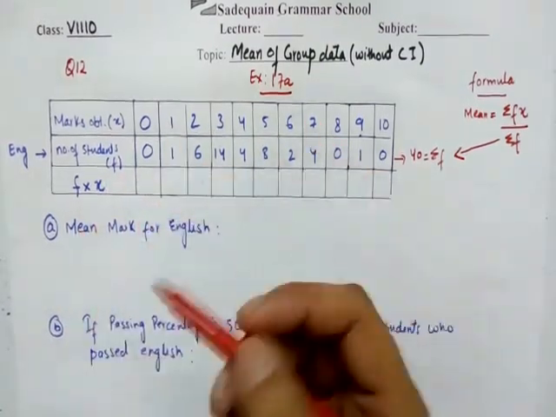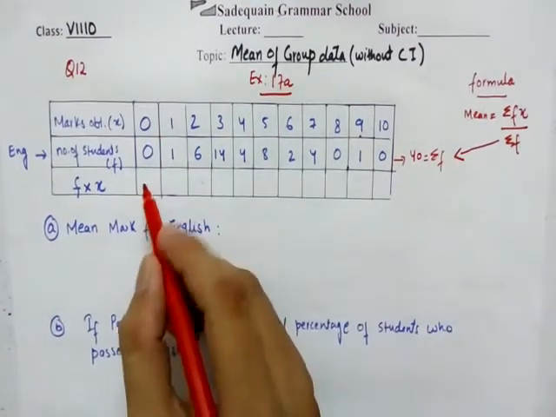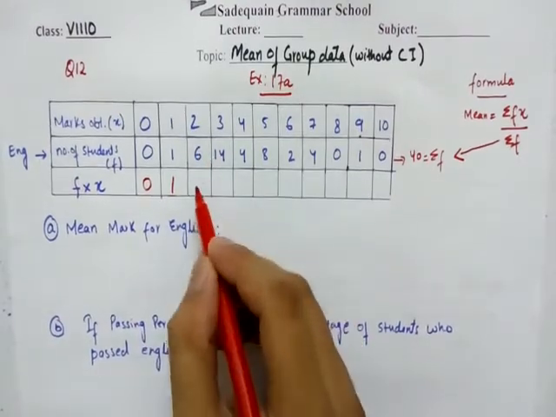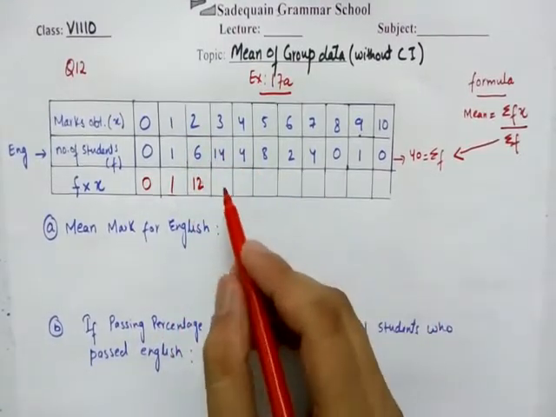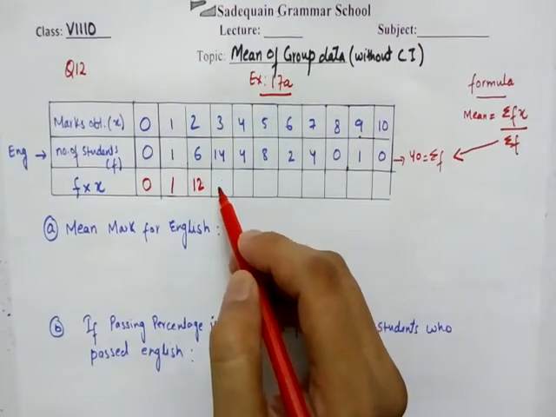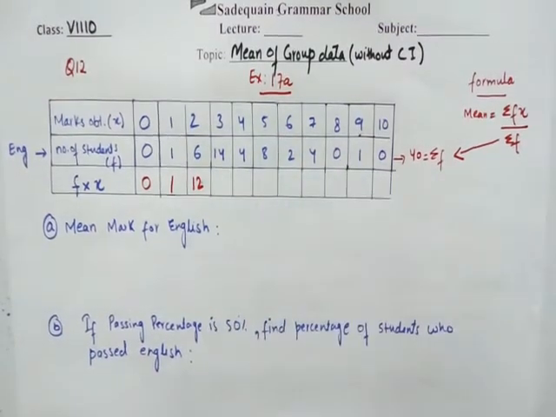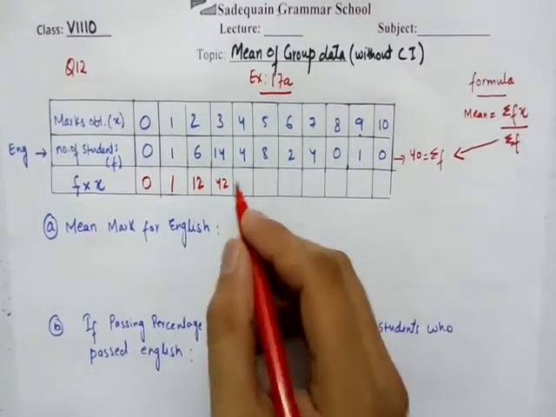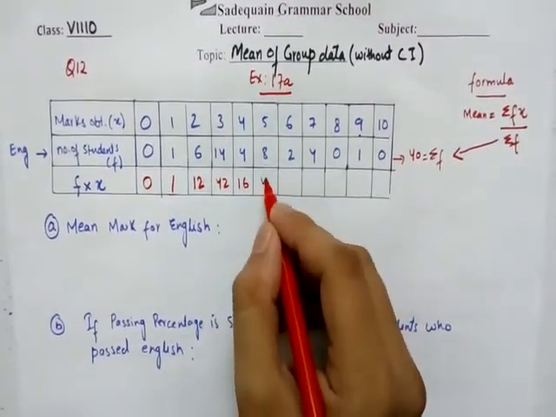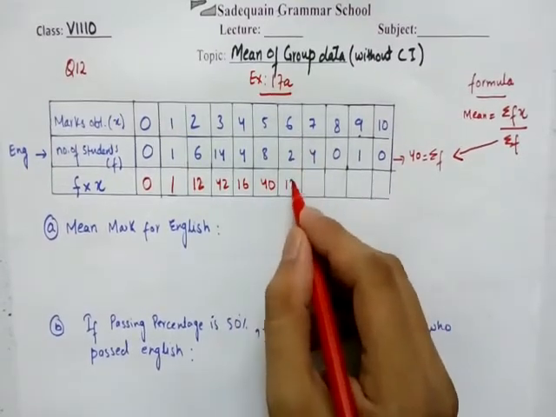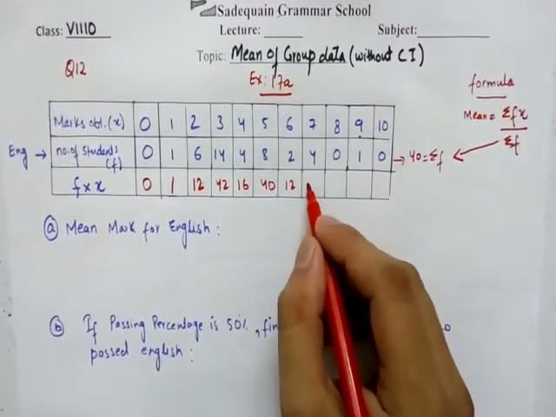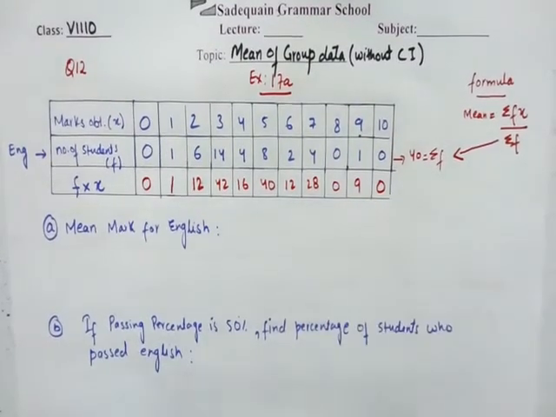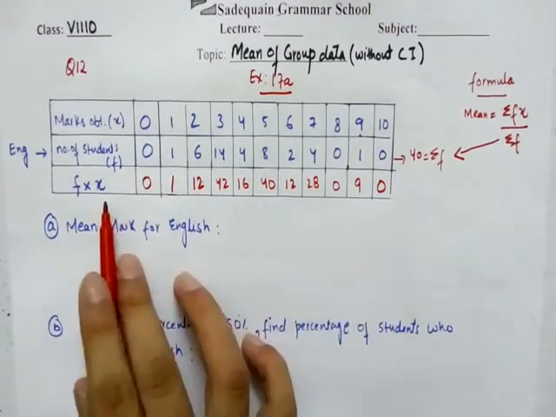So let's start multiplying. 0 into 0 would be definitely 0. 1 into 1, 1. 2 6s are 12. 3 14s, you will multiply it. Actually, it's 42. 3 into 14. 4 4s are 16. 8 5s are 40. 6 2s are 12. 7 4s are 28, 8 0s are 0, 9 is 9, 10 0s are 0. So that is our fx column.